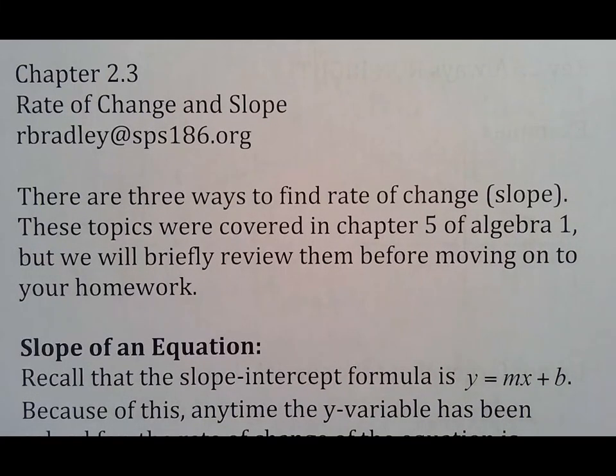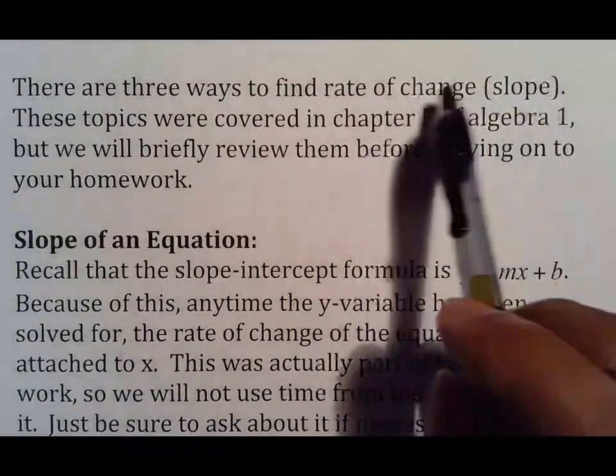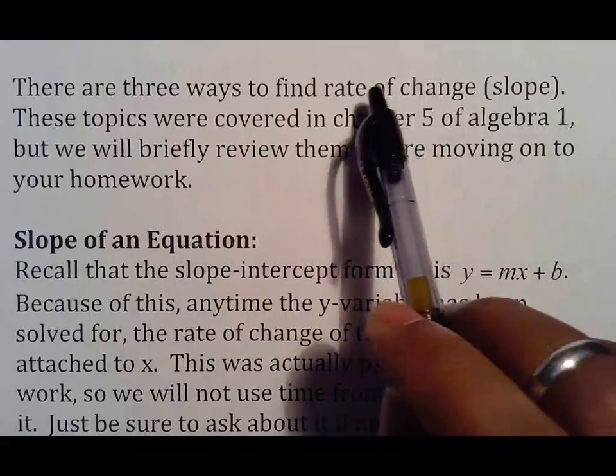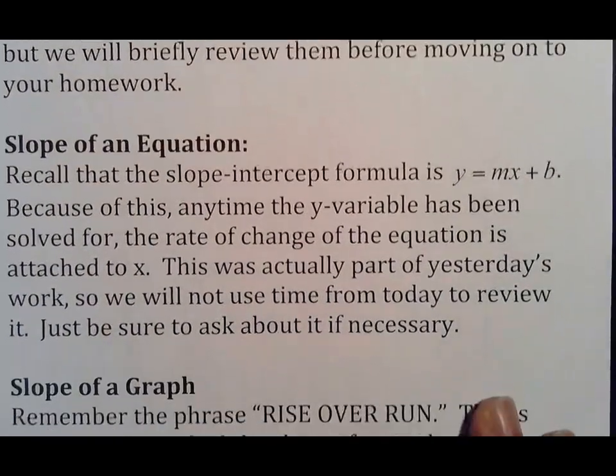Alright, 2.3 is about rate of change and slope. There are 3 ways to find rate of change, which is also another word for slope. Make sure you write that down as a connection because that is another phrase they use. Those topics were covered in Chapter 5 of Algebra 1, but we'll briefly review them before moving on to your homework. So, slope of an equation.